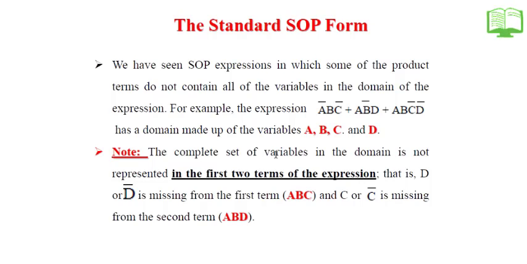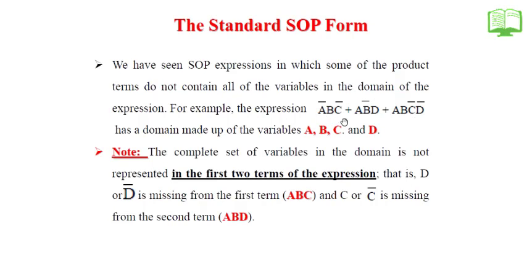But as we move forward, we are going to see that this sum of product has a standard form, and in this standard form, what do we mean? When we speak of the standard form of the SOP expression, we actually mean that it must contain all the variables in the domain of the expression. What do we mean by saying that it contains all variables in the domain of the expression? Let's look at this expression over here. As you can see, it involves A, B, C, and D.